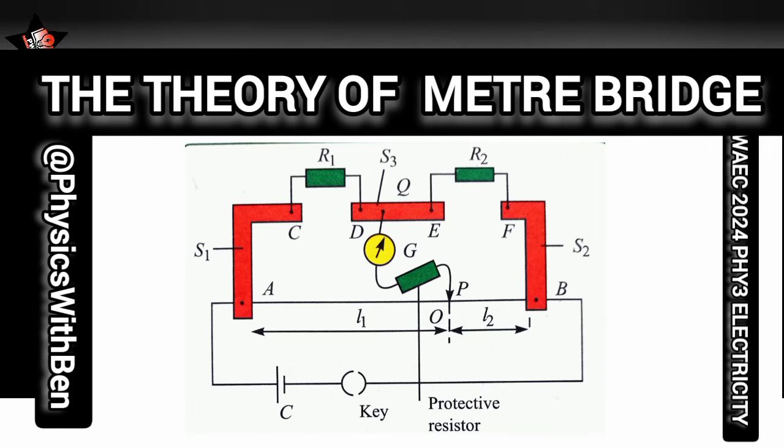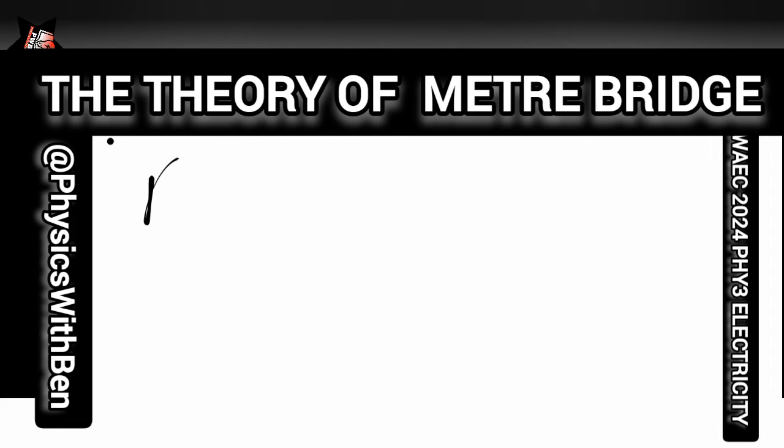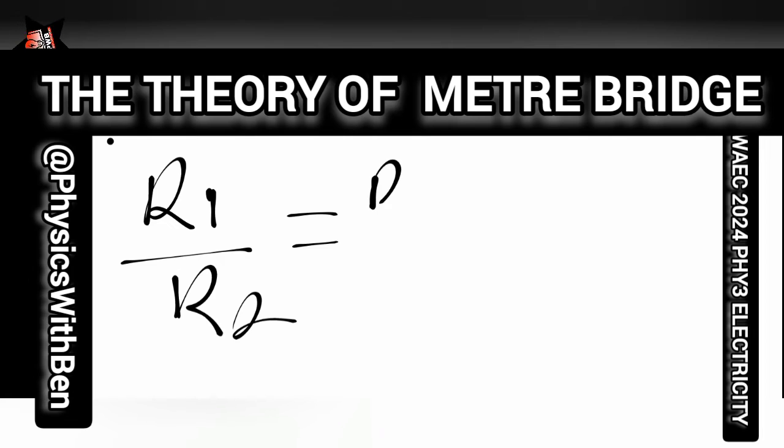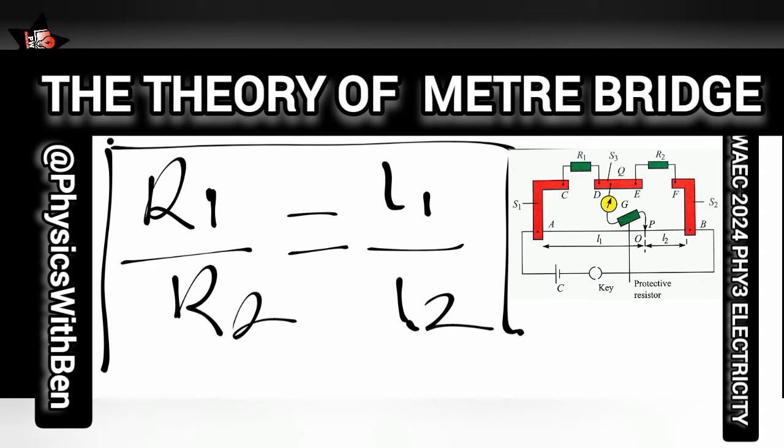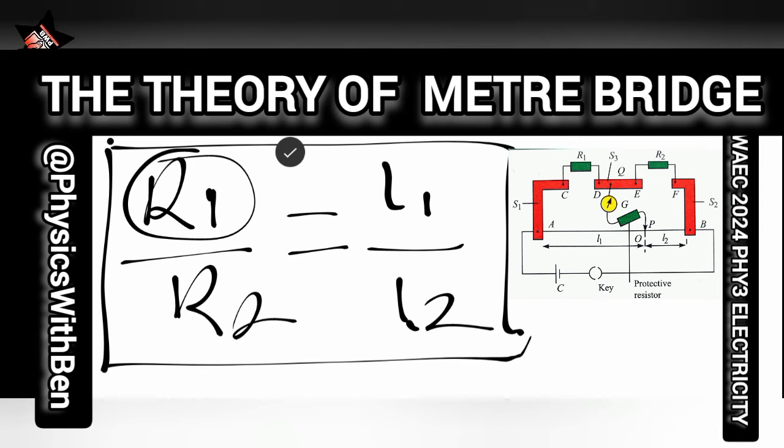Now, relating this equation for the Wheatstone Bridge to that of the Metre Bridge, we have R1 all over R2. Instead of writing R3, we now write L1, and we now write L1 all over L2. So this is the equation for the working principle of the Metre Bridge, where R1 is the resistance whose value is not known. R1 is the resistance whose value you are looking for.